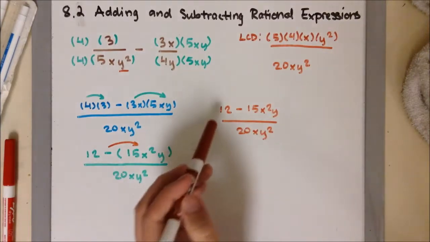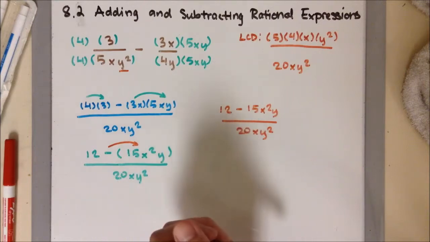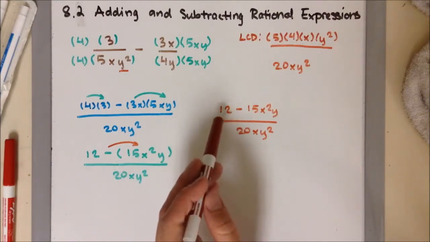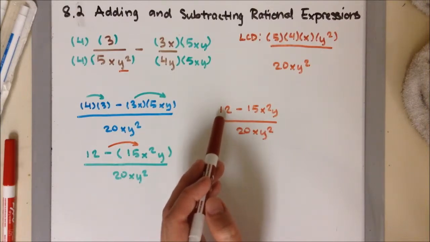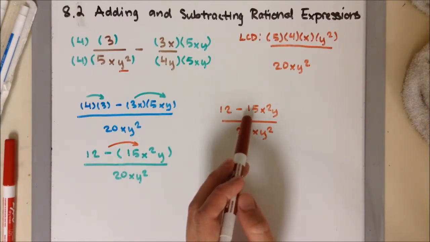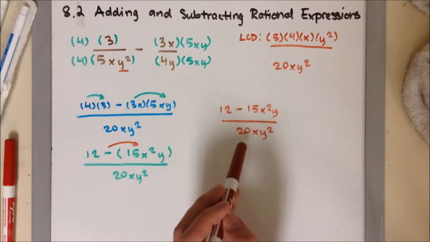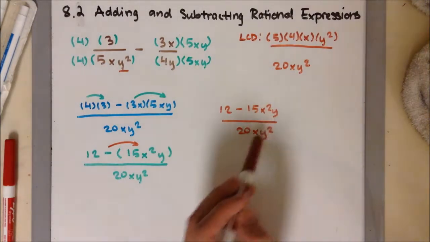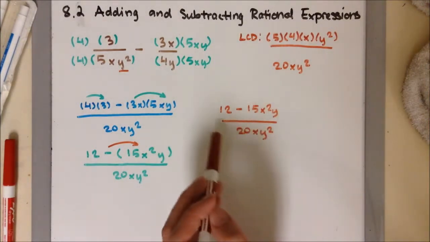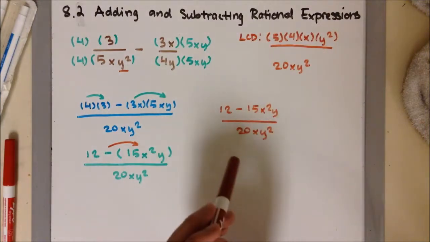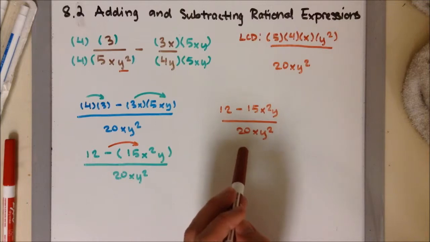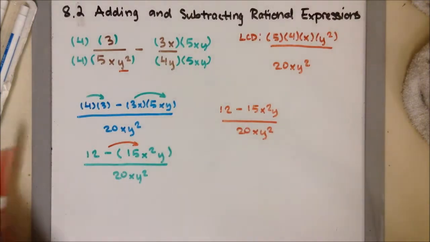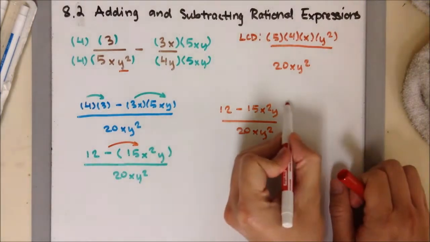There's nothing in common with the numbers 12, 20, and 15. And they don't have the same variables. And again, I have three parts: the 12, the negative 15x squared y, and the 20xy squared. Those are my three parts. All three parts don't have the same variable, so I can't simplify. Therefore, since I cannot simplify, this is my simplest form. So this is going to be my final answer.